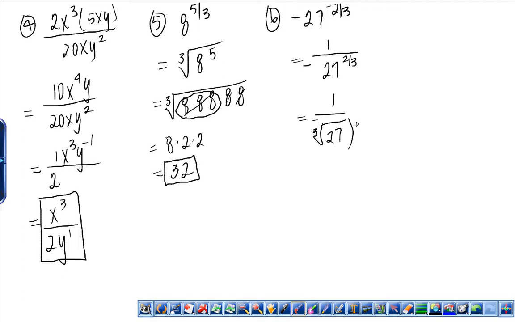In fact, I'm going to rewrite this with the squared on the outside to make it a little bit easier. And really, this negative here, let me move this negative out here so it makes a little bit more sense. It's because it's a negative fraction. And let's find the cube root of 27, which is 3. And now let's square it. So now we have a negative 1/9.